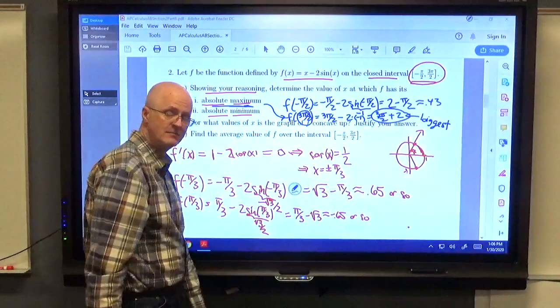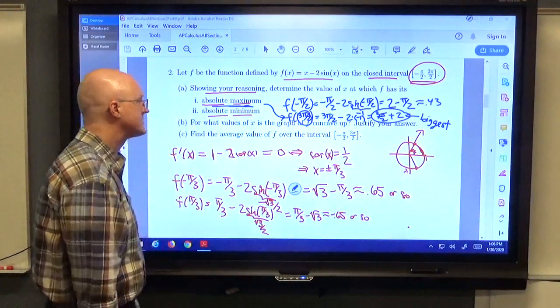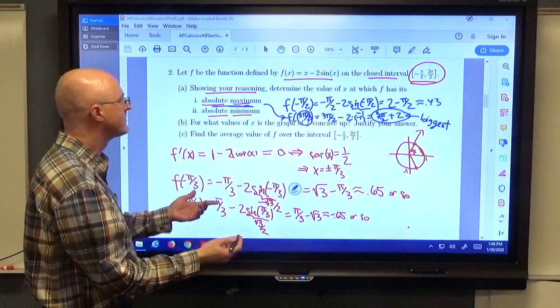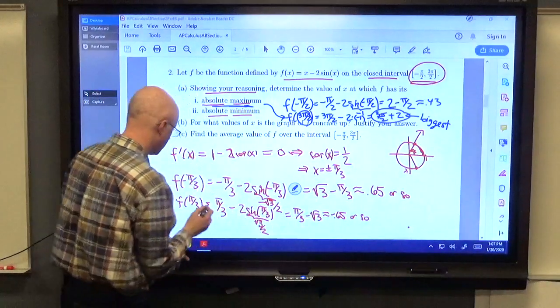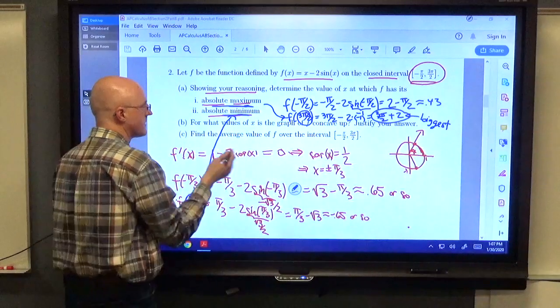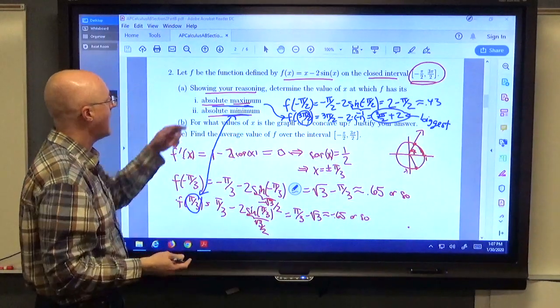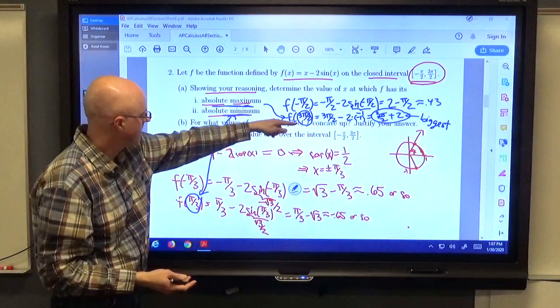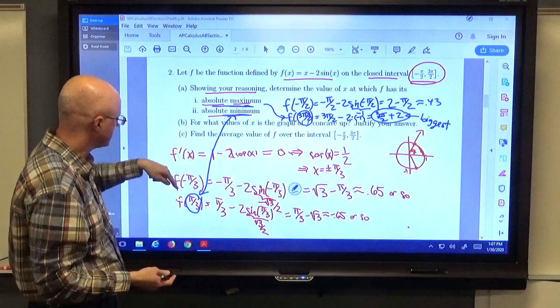Okay? So as far as the absolute maximum, the value of x where that occurs is x equals 3 pi over 2. And the absolute minimum, that's the smallest value, negative 0.65, that's going to occur at pi over 3. That's where the absolute min occurs. Okay? So those would be the answers to 1 and 2. Absolute max occurring at x equals 3 pi over 2. Absolute min would occur at x equals pi over 3.